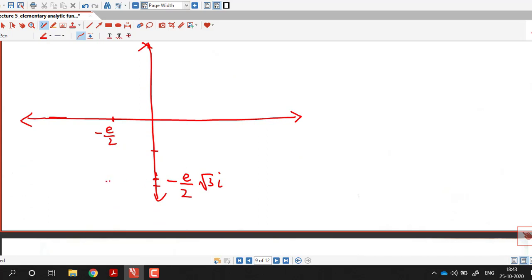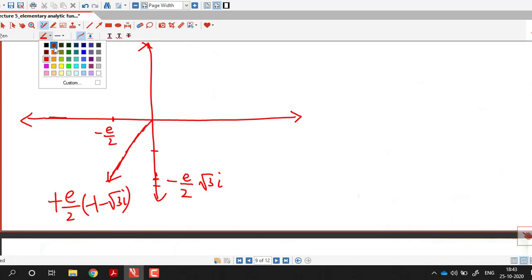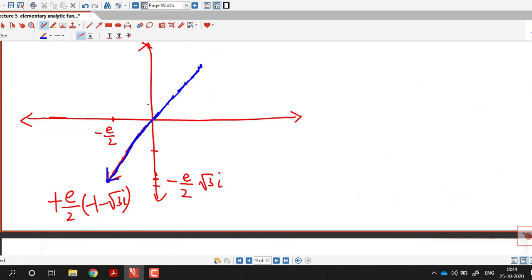So the vector representing this complex number, e/2 times (-1 - root 3 i), is represented by this vector, and this is the location of this complex number. Now if we extend this into the first quadrant, suppose this is the extension in the first quadrant, it is going to be 1 plus root 3 i.